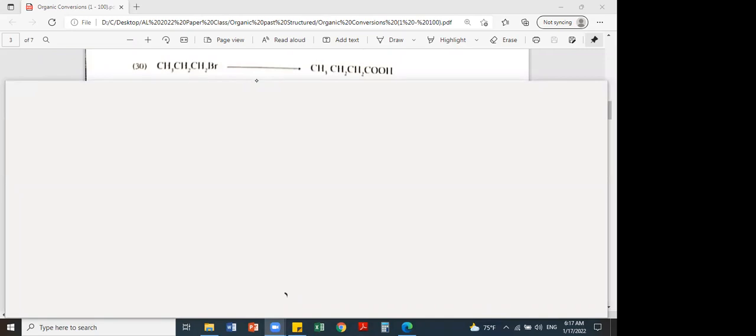You can do this in two steps. Who can post the answer to the chat? 30th one you can do in two steps. Very good. Alcoholic KCN and then dilute H2SO4 or H plus H2O. Very good. Pramodhi, correct.